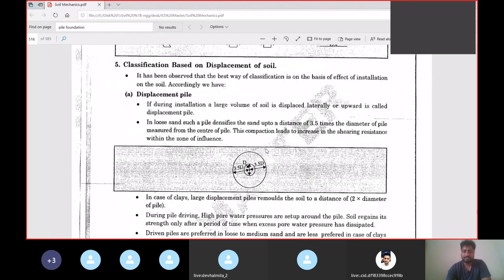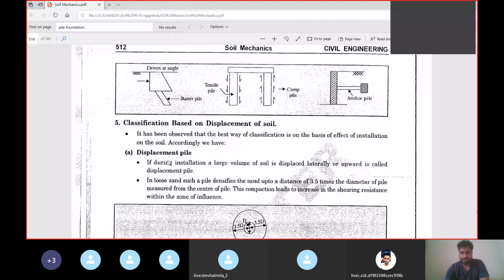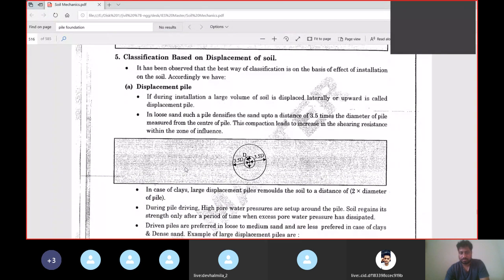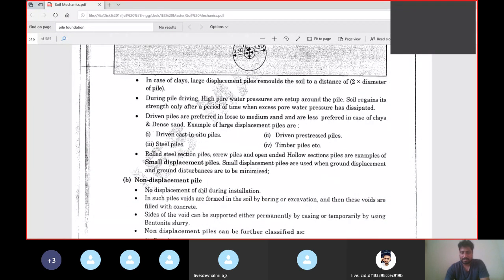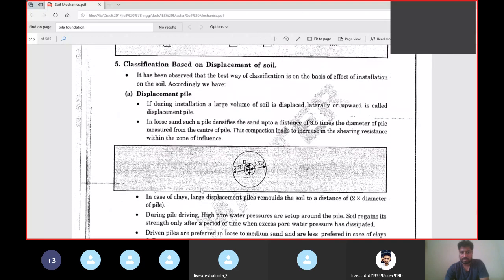Now, moving on to the classification based on displacement of soil. Now we are classifying piles based on the displacement of soil: displacement piles or non-displacement piles. The pile that displaces the soil mass during its installation is known as a displacement pile. Non-displacement pile means there will be no displacement of soil mass during the installation of the pile.